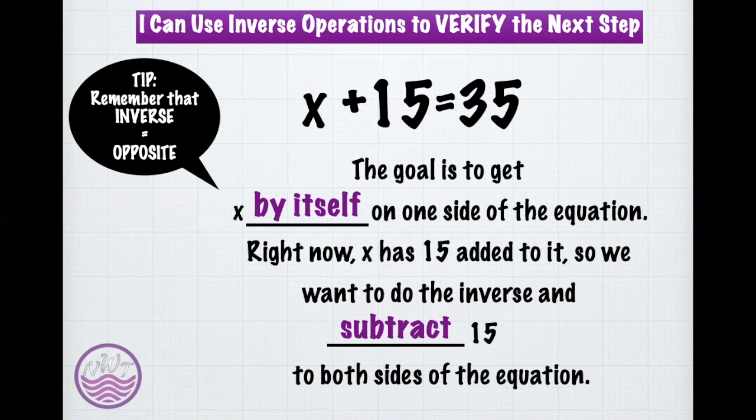Going back through this, the goal is to get x by itself on one side of the equation. Right now, x has 15 added to it. So we want to do the inverse and subtract 15 to both sides of the equation. So we are now verifying with inverse operations how to solve this equation.